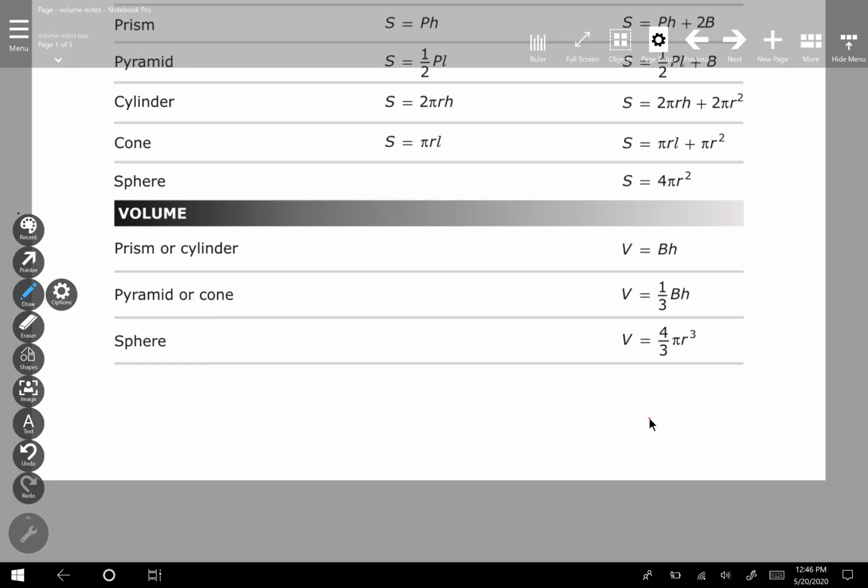You can see here the formulas for volume are a bit simpler than those for surface area. The key thing with volume is, these first two have two things in common: capital B and then the H. Capital B is the same as up here in surface area. It's the area of the base.